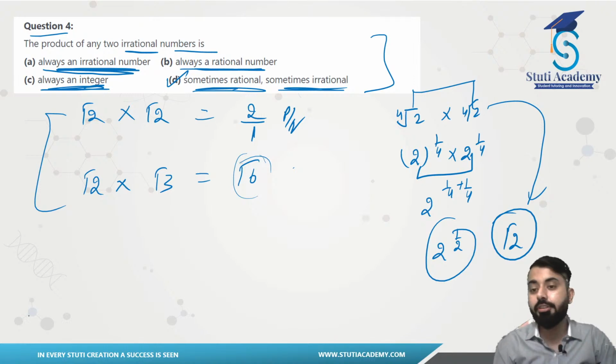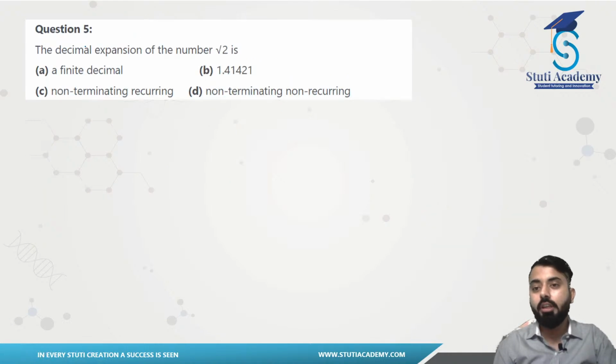That is the correct answer here. Let's just move forward with this. The decimal expansion of square root 2, what can it be? A finite decimal? See, it is an irrational number, it cannot be terminating. Wrong. This is also terminating. Wrong. Non-terminating and recurring? You guys remember, this is an irrational number, it cannot be recurring, that means repeating. This is also wrong.